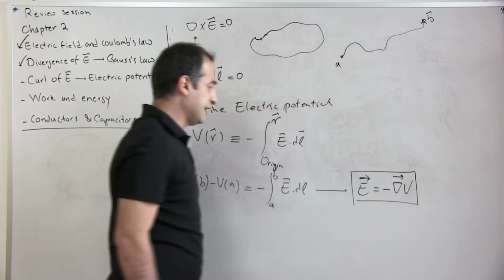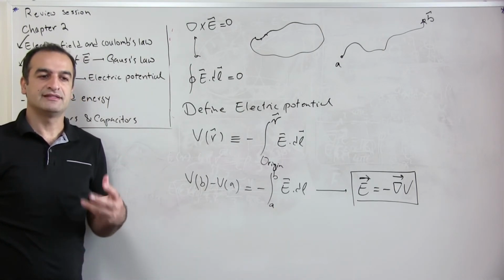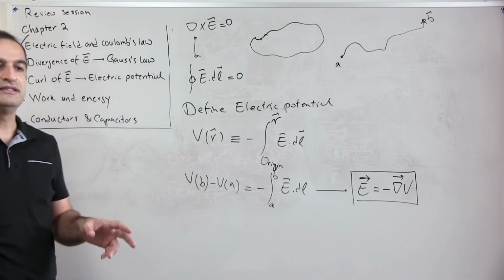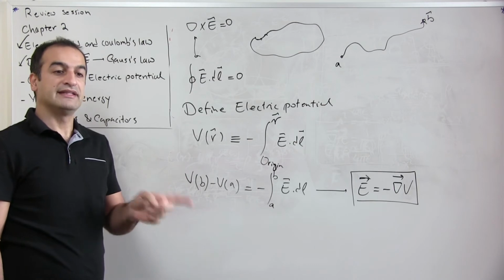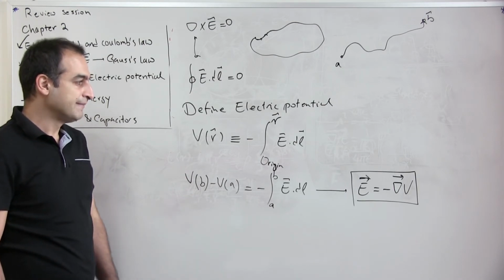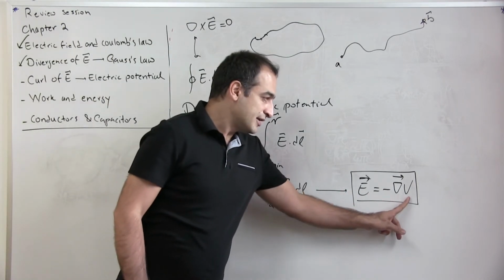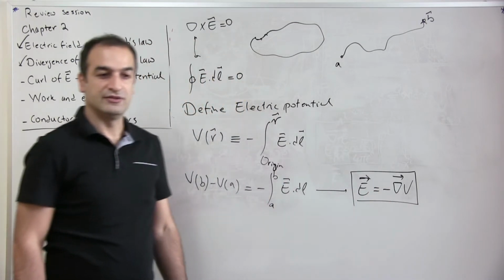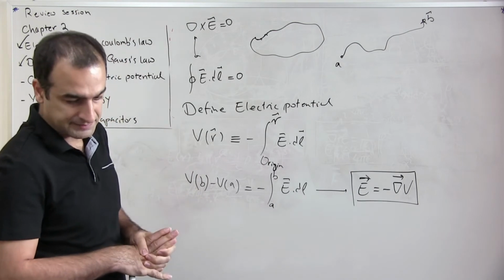And why is electric potential useful? Mainly because it's a scalar function. Calculating electric potential is a lot easier than calculating the electric field. But as soon as you find the electric potential, you can take the gradient of that and then you can calculate the electric field. So this way you're making the problem a lot easier.